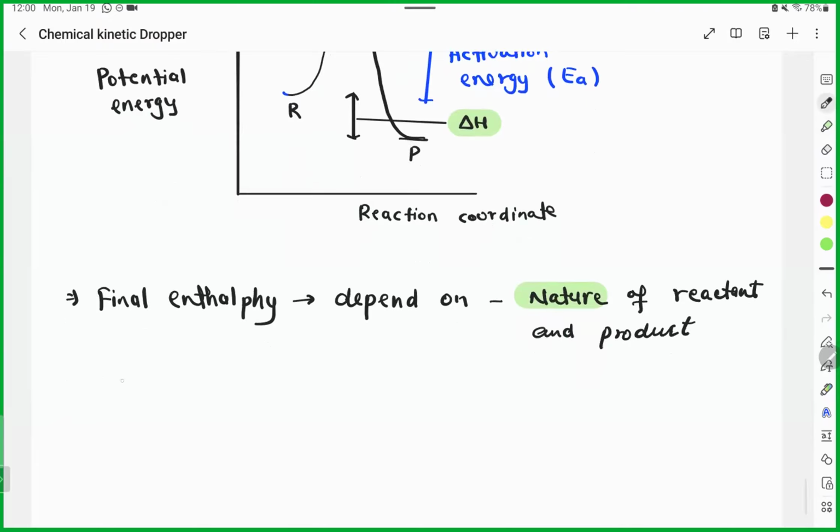For example, if your delta H is negative, it is good. The reaction is giving you some energy, really good. So you will see this is an exothermic reaction, and this exothermic reaction is spontaneous.